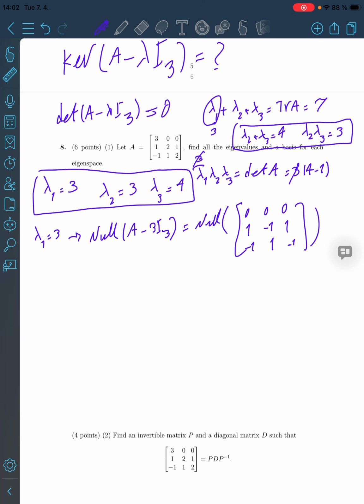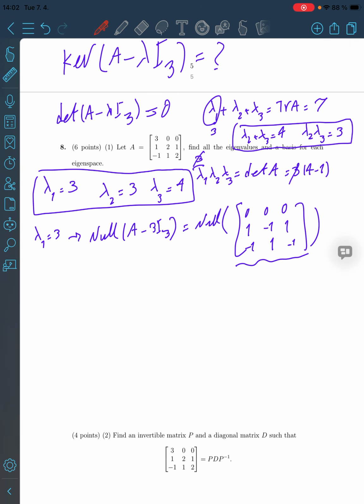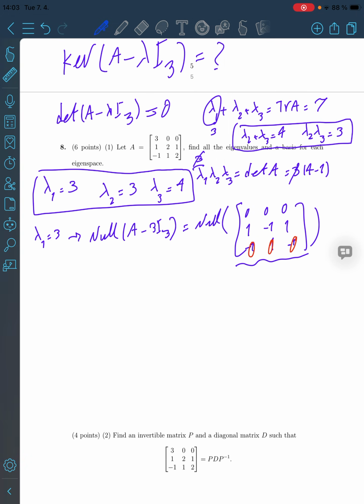Now let's work to find the echelon form of this. It is easy to add the second row to the third row, and then you get 0 here, 0 here and 0 here. Therefore, what you get is basically just this row. You are left with this row. Therefore, we can encode this.